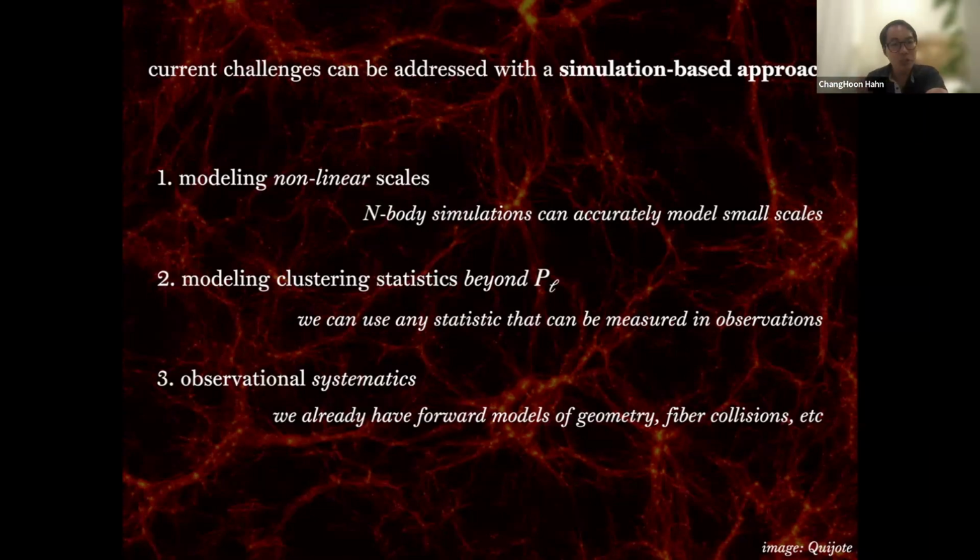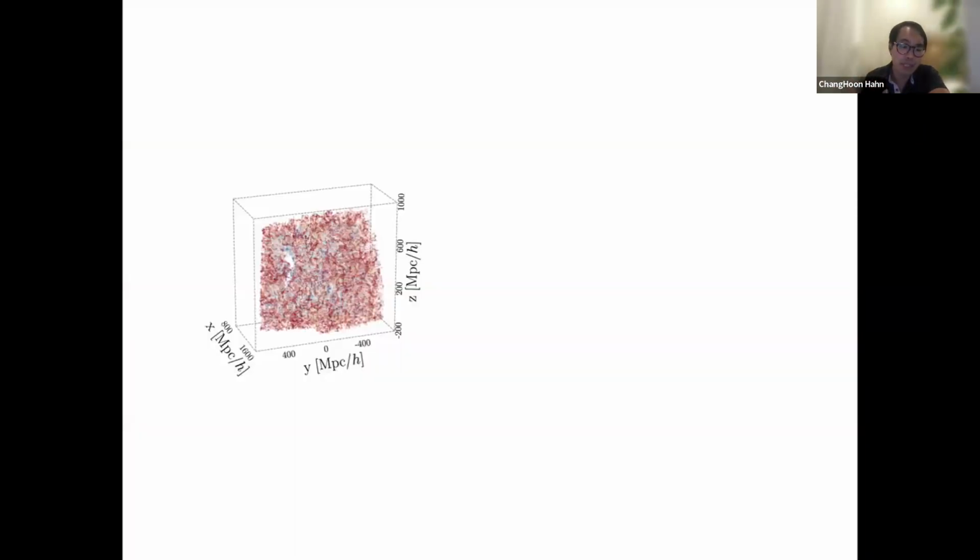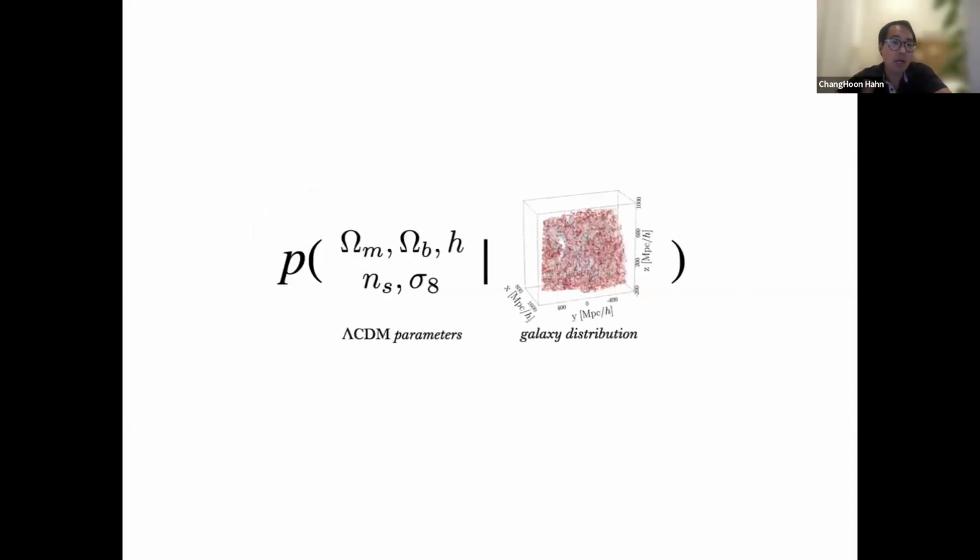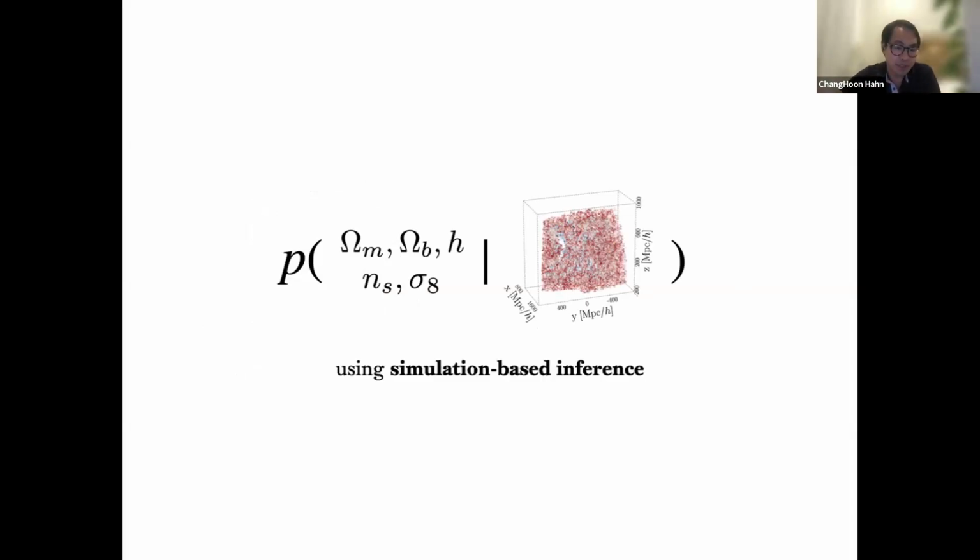So the only challenge that remains with the simulation-based approach is how do we go from a simulation like this, that can accurately model small nonlinear scales and includes all of the observational systematics, to the cosmological parameters that we're ultimately interested in. In other words, how do we derive the posterior of the lambda CDM parameters given the galaxy distribution? The way we can tackle this is by using simulation-based inference.